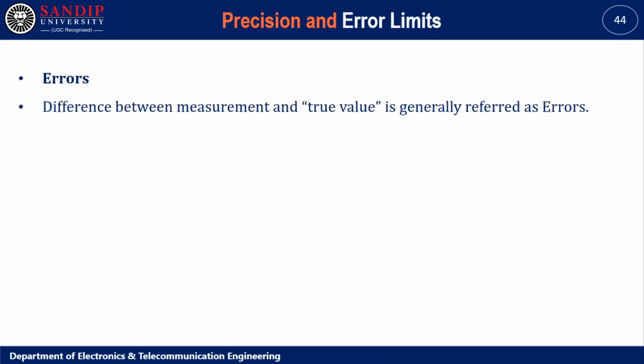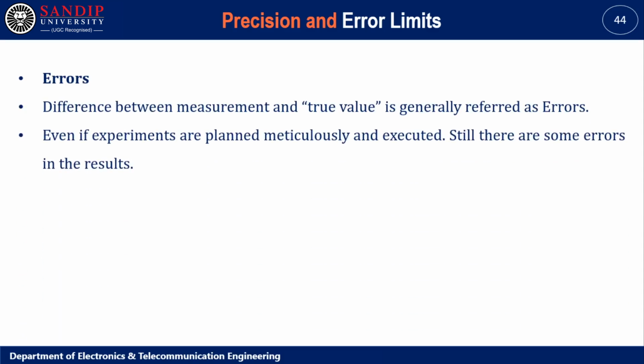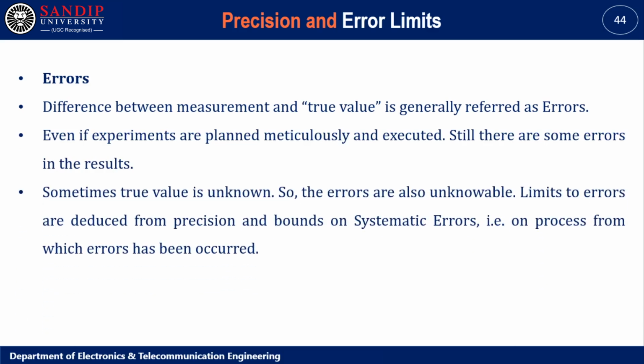Errors. The difference between a measurement and the true value is generally referred to as error. Even if experiments are planned and executed meticulously, there are still some errors in the results. Sometimes the true value is unknown, so the errors are also unknowable. Limits to errors are deduced from precision and bounds on systematic errors, that is, on the process from which the errors have occurred.